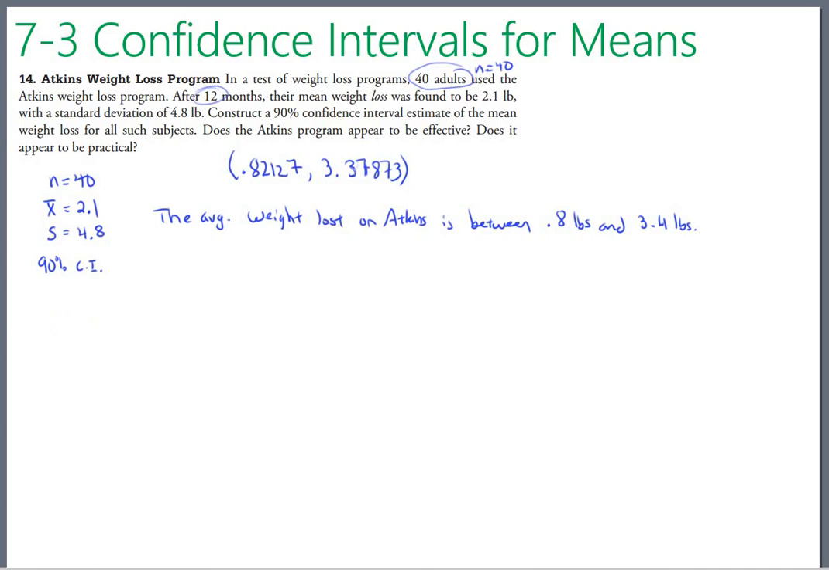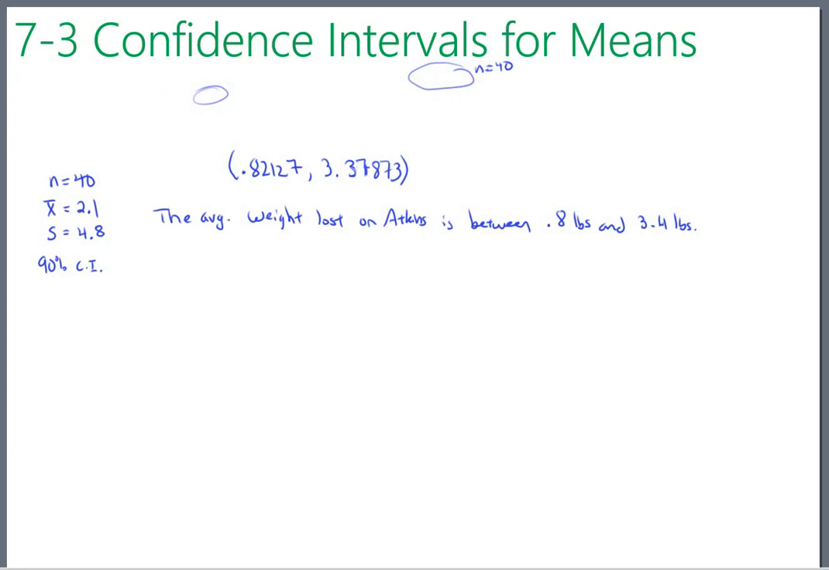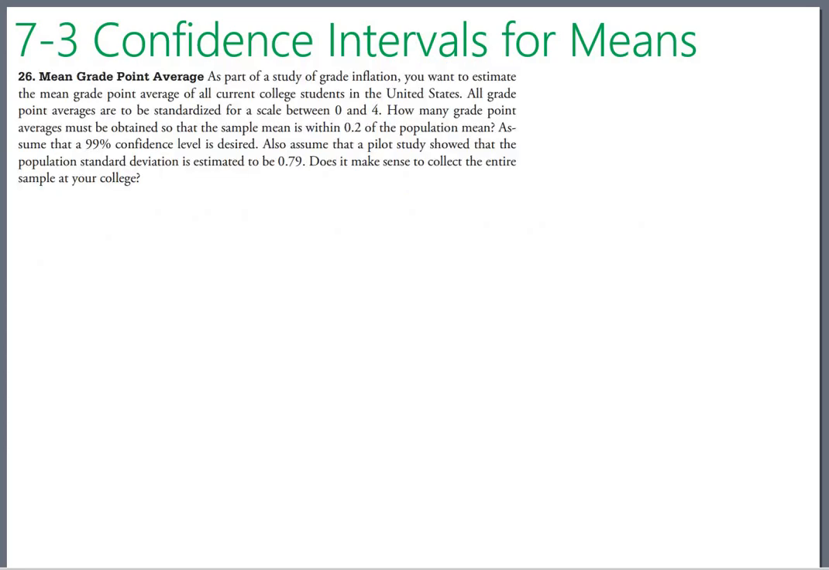Let's also do a sample size calculation. So let's get rid of this one and look at number 26. As part of a study of grade inflation, estimate the mean grade point average of all college students in the United States. Okay, so how many grade point averages? It's a how-many question, so we need sample size. How many grade point averages must be obtained so that the sample mean is within 0.2 of the population mean? 99% confidence level and a standard deviation of 0.79.